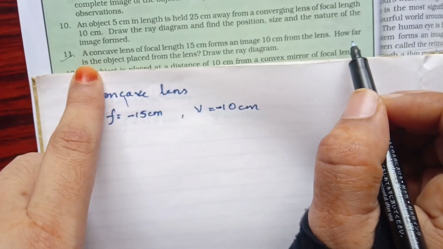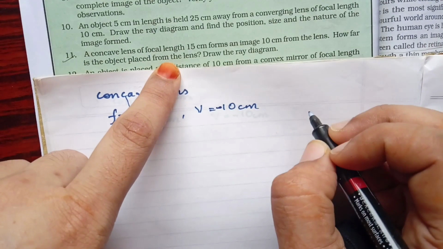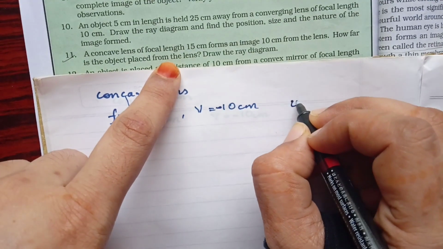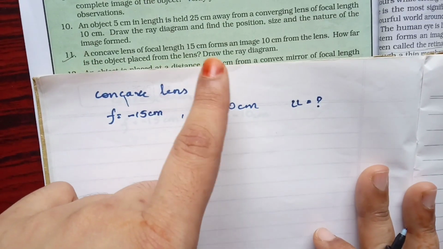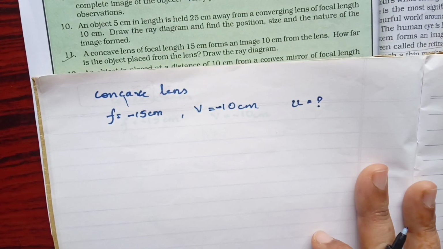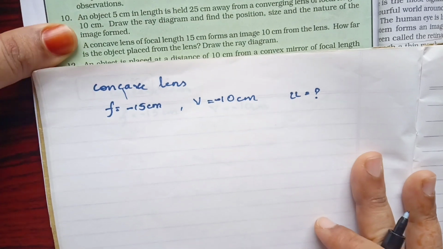Next, how far is the object placed from the lens? Now they're asking you where is the object placed. So that means I need to find my object distance, that is u. Moreover, they're asking you to draw the ray diagram. Now regarding drawing the ray diagram, I have already explained in my previous videos. You can just go check on my page, and if you want, I'll just give a link here in case you need it. I'll just leave it in the description box. How to draw a ray diagram for whichever kind it is, I have explained everything in detail. You can just go check it.